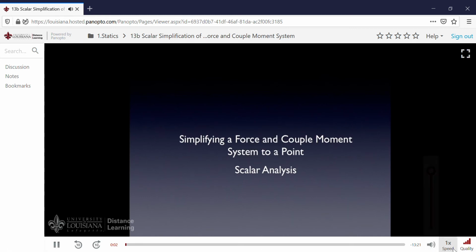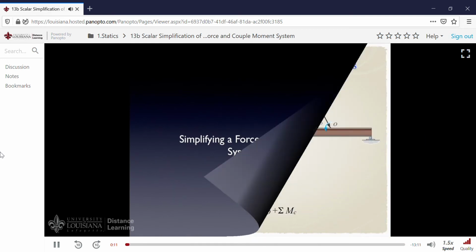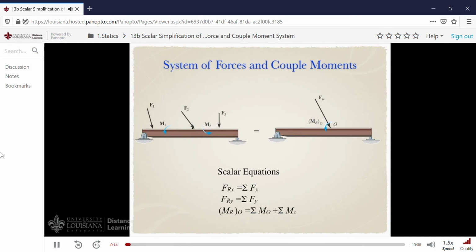We'll solve some problems that involve simplifying a force and couple moment system to a point. We'll solve these problems using a scalar analysis. Here's the basic idea. Say we had this force and couple moment system acting on this beam, and we want to simplify everything to point O over here with a single resultant force and a resultant couple moment.